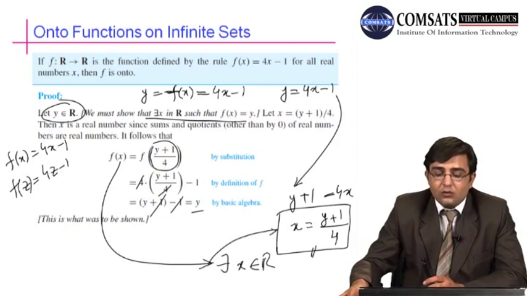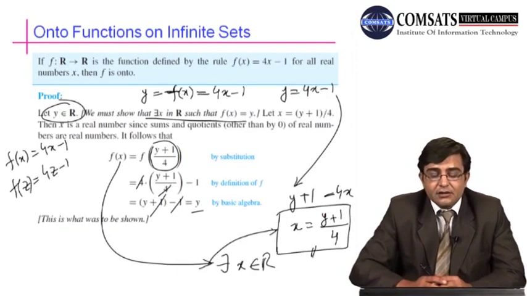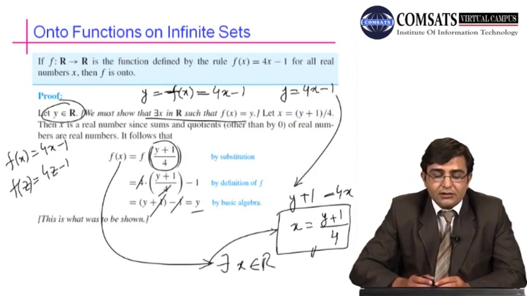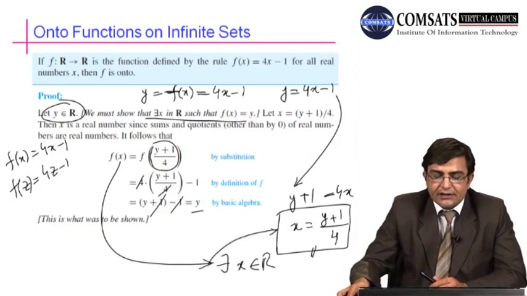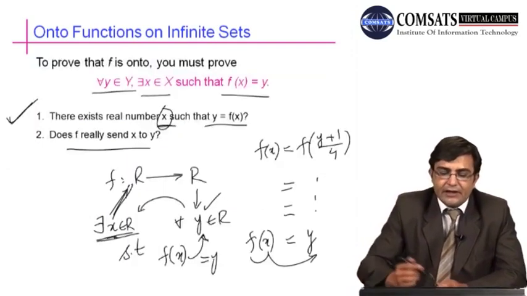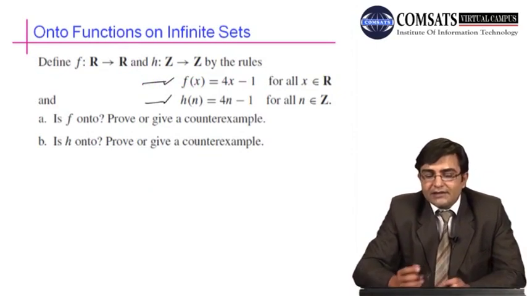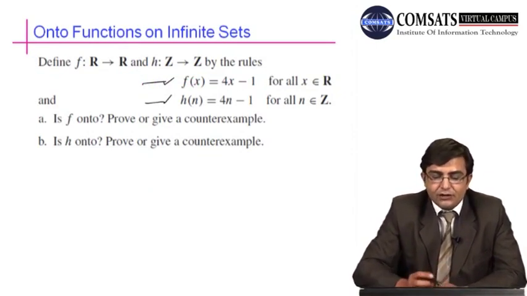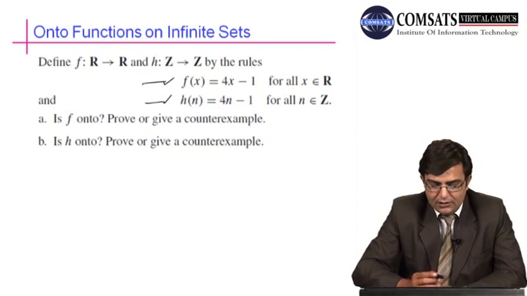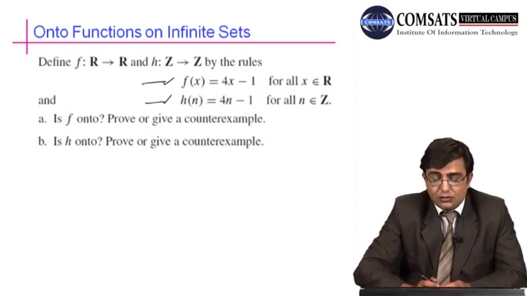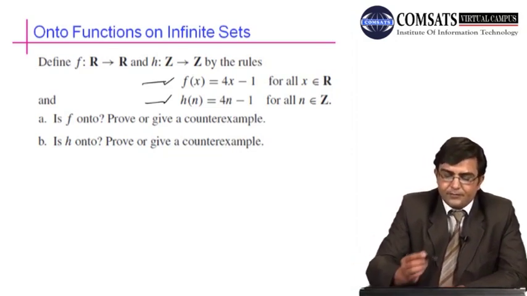So this is how we can prove a function which is defined on infinite sets to be an onto function. Now we take the other function which is given here, h of n equals 4n minus 1. We apply the same procedure as we applied on the first example, but here you will see that this function is not an onto function.